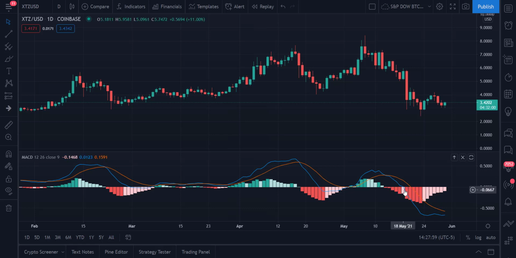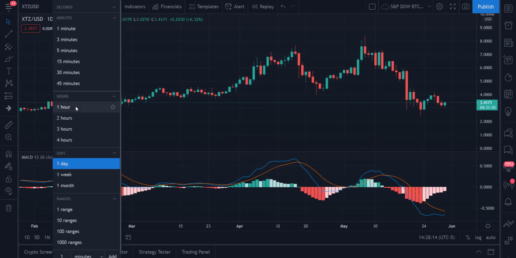both the signal line and the MACD line crossed into negative territory. So now we would honestly just be waiting for a crossover down here in negative territory to indicate a buy signal. But right now, definitely inconclusive. Let's take a look at the hourly instead.